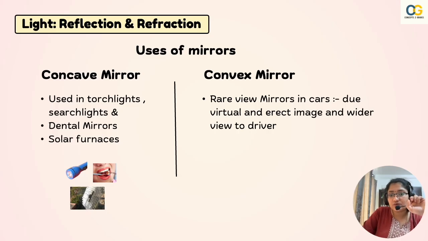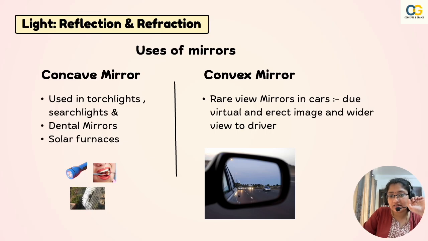Convex mirrors are used in rear view mirrors of cars, like you can see here. So the image is generally virtual and erect, and because it is convex, like the outer surface, it gives a wider view to the driver. And even though the image is diminished, you get to see more objects at once, which helps the driver in driving easily.